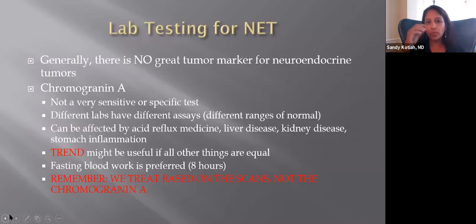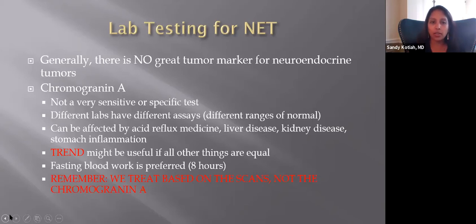So laboratory testing for neuroendocrine tumors is another area where we can kind of get bogged down, and patients and physicians can become very focused on numbers. And sometimes that can be a good thing, sometimes that can be a bad thing. There's no great tumor marker for neuroendocrine tumors. I think we're still trying to perfect that. Most tumor markers are imperfect anyway.